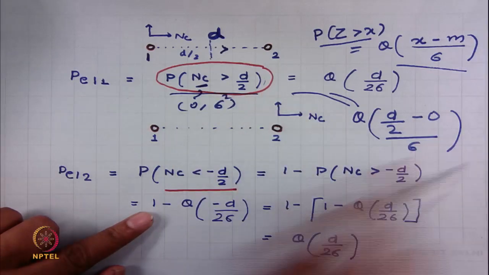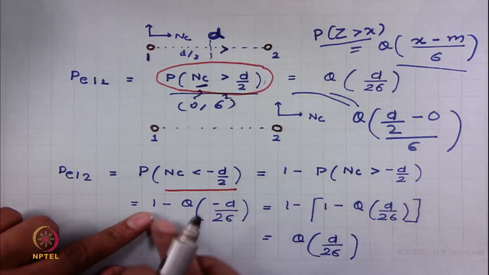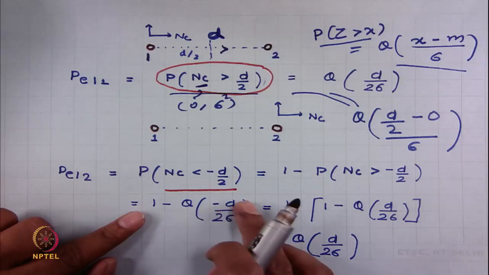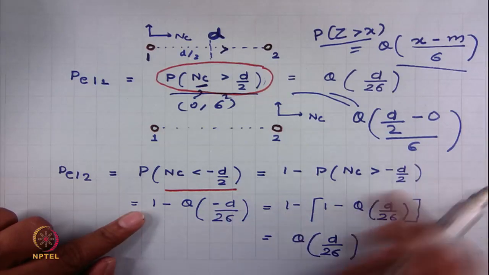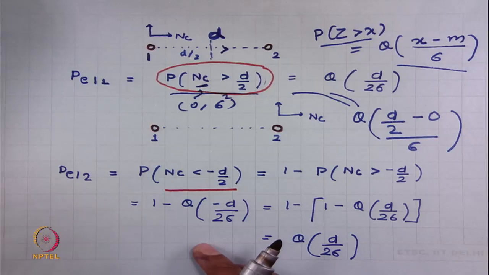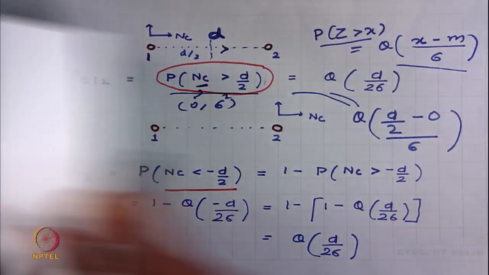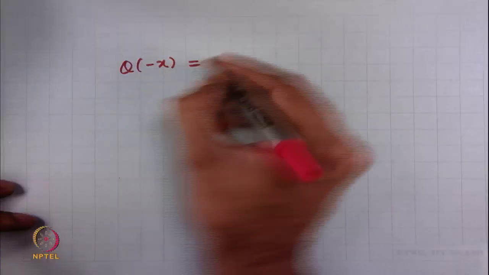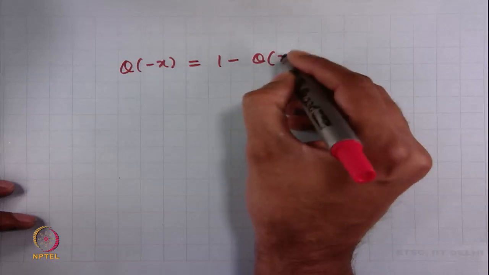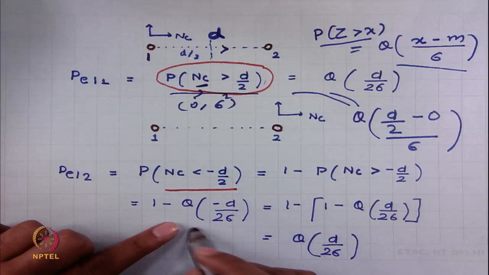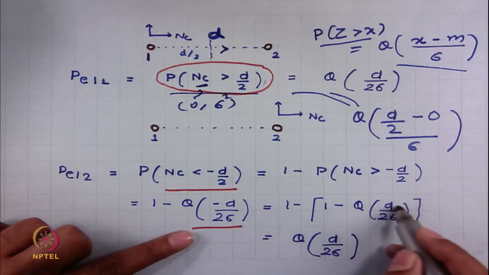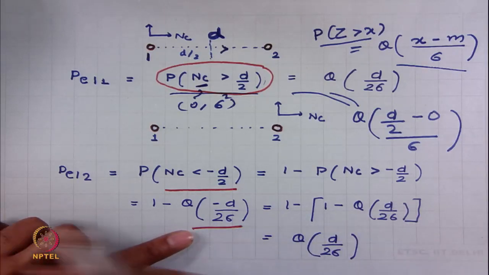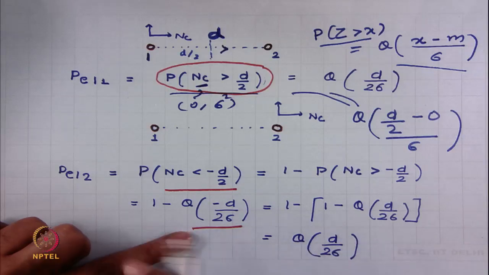By using the same logic, I can write that this is simply 1 minus Q of minus d by 2 sigma, where x is minus d by 2 here. And we can use one property, that Q of minus x is simply 1 minus Q of x. So, using this property I can write that this is 1 minus Q of d by 2 sigma, and this is simply Q of d by 2 sigma.